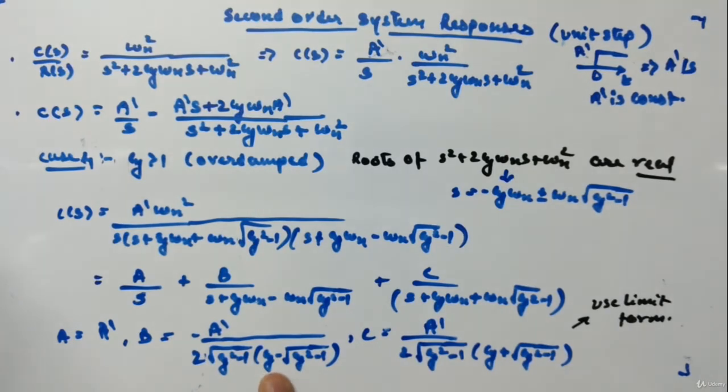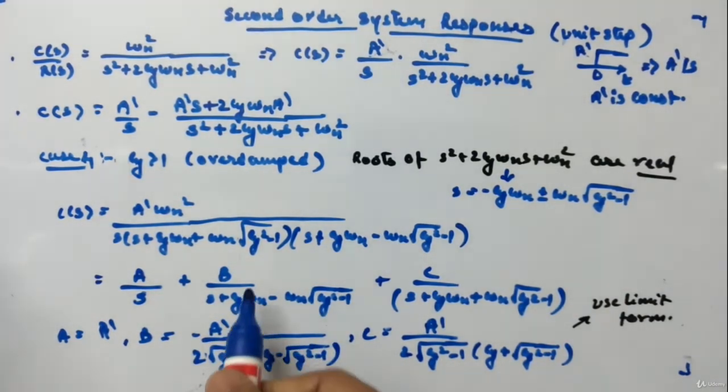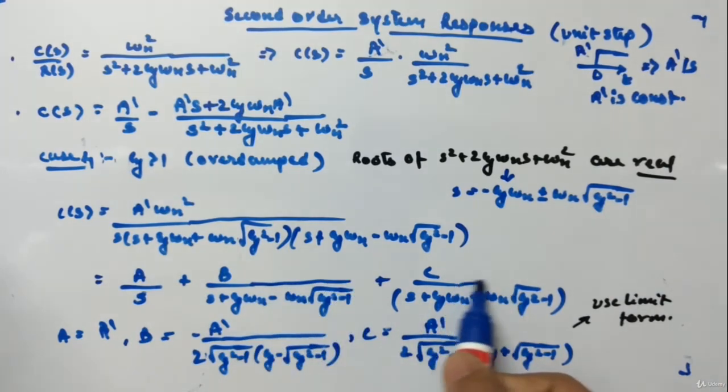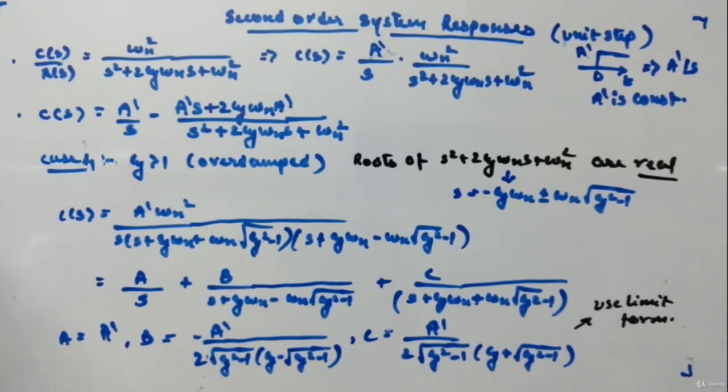The only difference will be zeta minus under root zeta square minus 1 versus zeta plus under root zeta square minus 1. So this will be the difference in the values of B and C, along with the minus sign. Okay, so these will be the A, B, C values. You can use the limit form easily since they are simple roots, the way I have used before. You will get these values. Once you plug in the values of A, B, C, I'll show you how the equation will look.